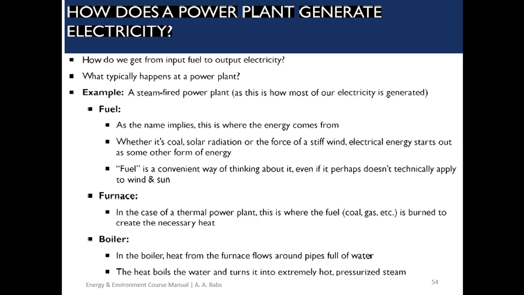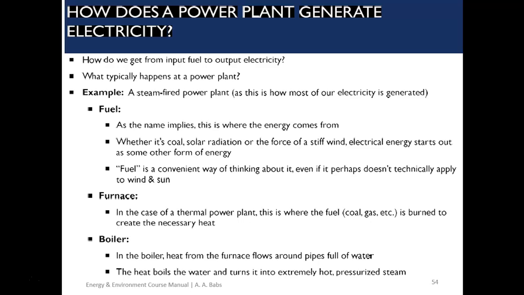We have the fuel, for example. In a steam-fired plant, we have the fuel. As the name implies, this is where the energy comes from. The fuel could be coal, it could be solar radiation, it could be wind, it could be any source, basically. For solar, the sun is fuel that powers some kind of renewable energy technology. The wind is also fuel for other kinds of power plants under renewable energy technology. Just like coal, oil, natural gas, and so on are fuel to conventional energy technologies.